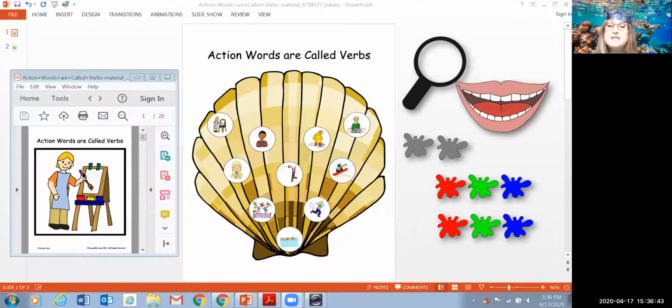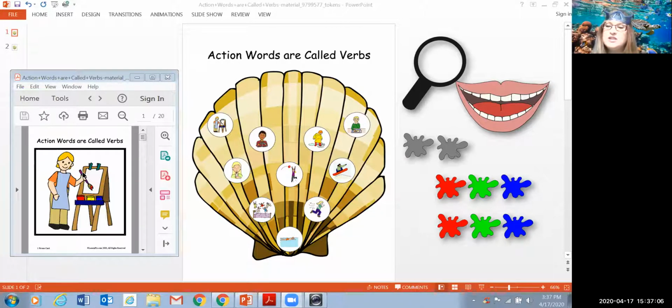And then we're going to talk a little bit about that word and how the word can be changed in a sentence. So for example, behind me, you see the turtle. He is swimming. And so right now we could say he is swimming or it is swimming. But the action by itself is called swim.